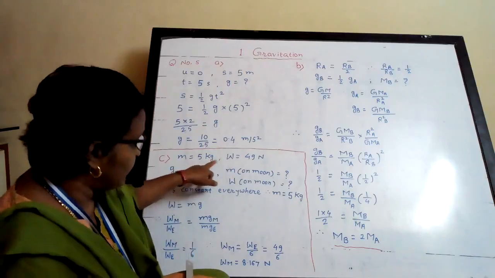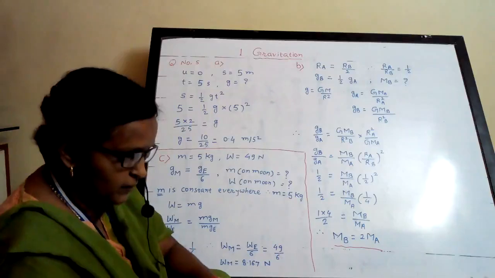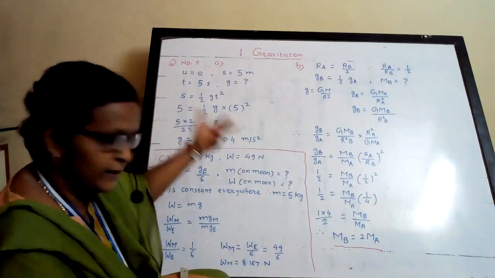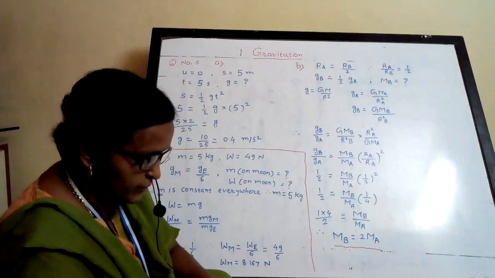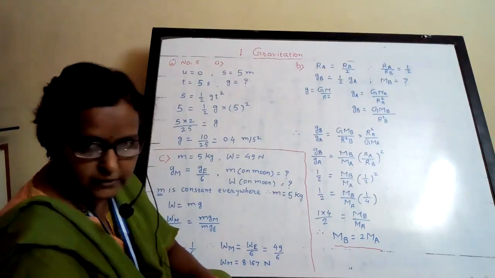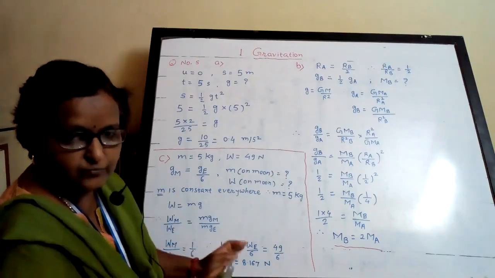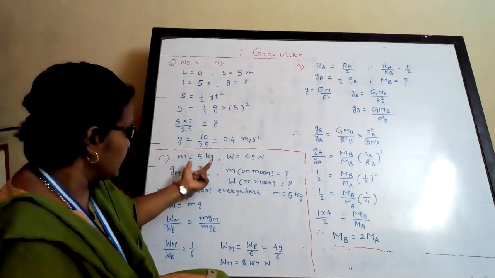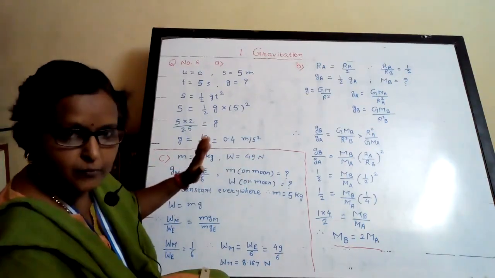So mass is given, 5 kilogram, weight is given, 49 Newton. What will be their values on the moon? That is mass and weight. What are the values? Again we have to calculate it on the moon. Then assume that the acceleration due to gravity on the moon is 1/6 of that on the earth. So acceleration due to gravity, that we know, is 1/6 that of the earth on the moon. So what we are asked is to calculate the mass and weight of the object on the moon.